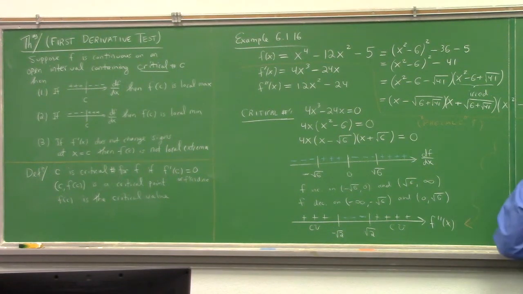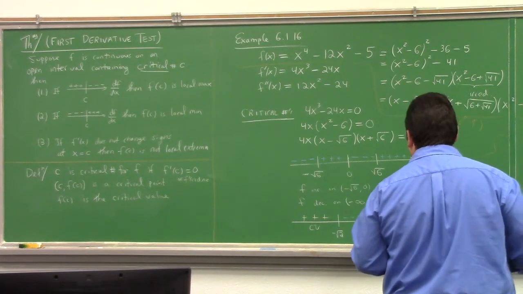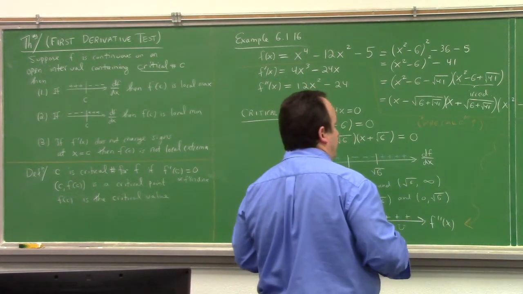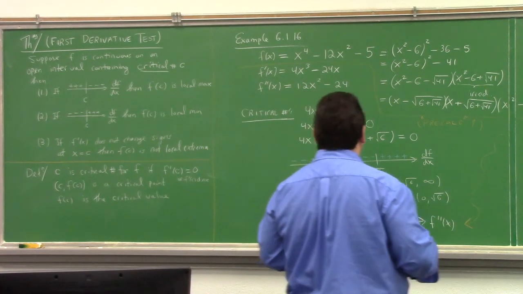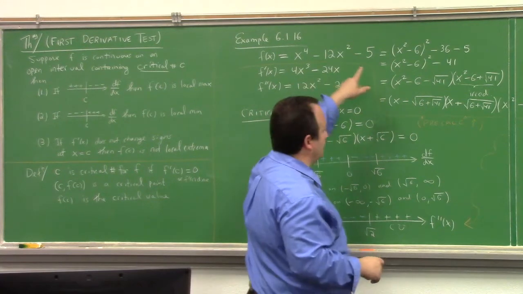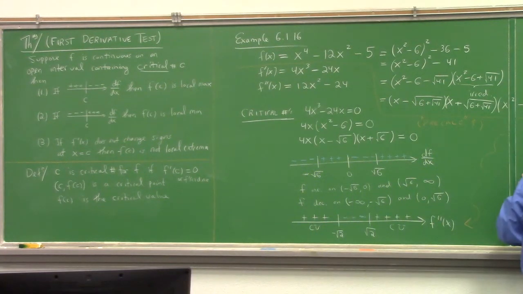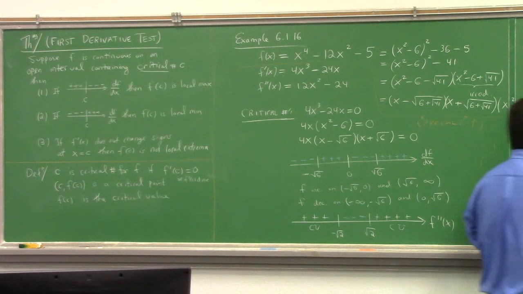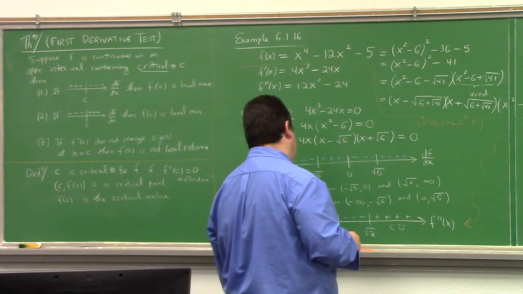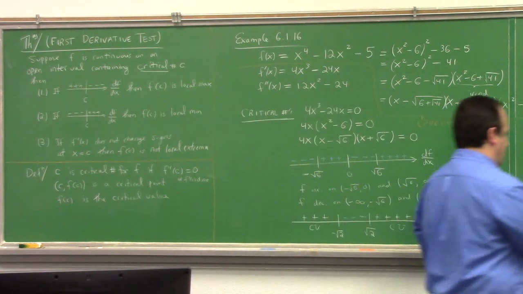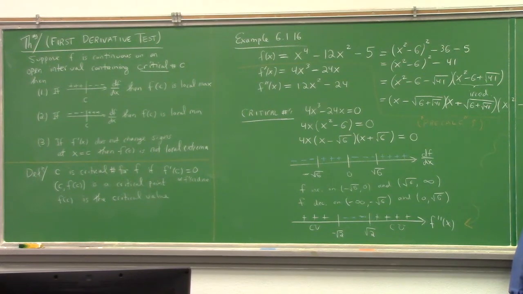So here's a rough sketch. Rough in the sense I'm not really worrying about the y scale so much. Let's see here. It's got a local max at 0. And at 0, it's minus 5. I mean, that much I can figure out. Then it's doing what? It's increasing, and then it's decreasing.